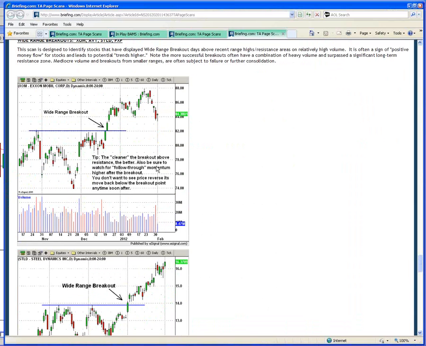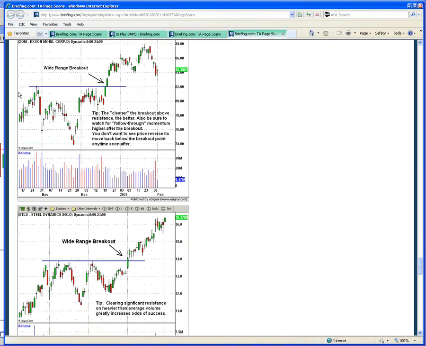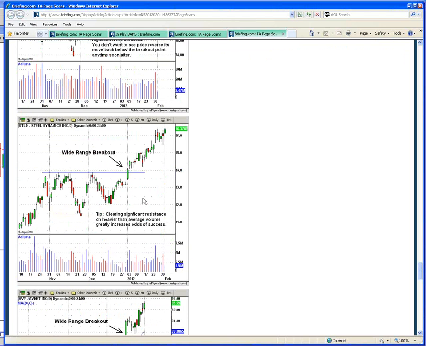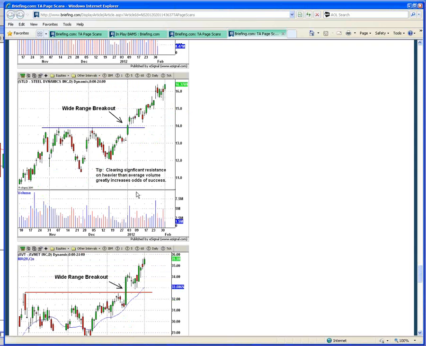The last type of scan is the wide range breakouts, and these are pretty self-explanatory. They're just stocks that really accelerated above a 20-day high, a 30-day high, some sort of resistance level, a monthly high, on increased volume. Again, it could be news related, it could not be news related, but these are stocks that you should keep on your radar.